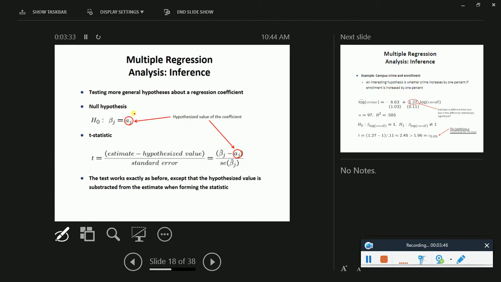Okay, and the t-stat works like this. We check the beta hat minus the hypothesized value, which is the value you set. Typically I use 0 because I want to see if there is any effect or not. Okay, but not necessarily it has to be 0. It can be any value that you want to set for your hypothesis. So the test works exactly as before, except that the hypothesized value is subtracted from the estimate when forming the statistic. Okay, so this is a general hypothesis.